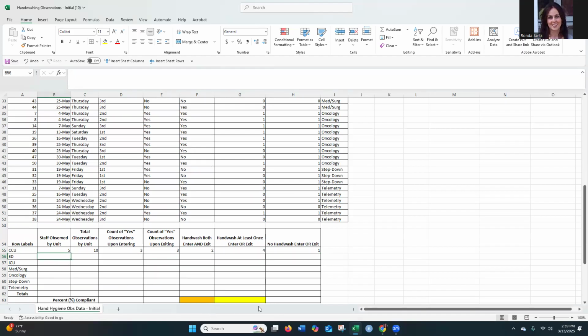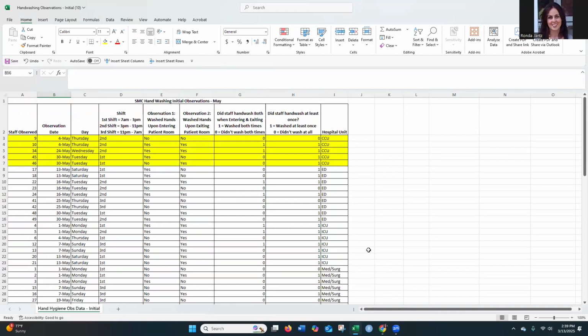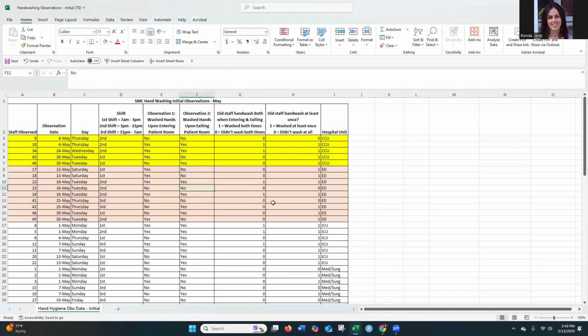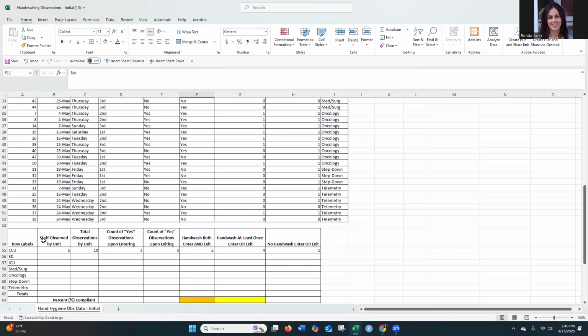I'm going to do one more with you, and then I will leave you to complete the rest. The next is ED. So I'm going to highlight it in a different color. Once again, you don't have to highlight. If you go through the ED, you'll notice there are 9 staff observed in the ED. Since we double the observations since they washed when they enter or exit, we will have 18 observations.